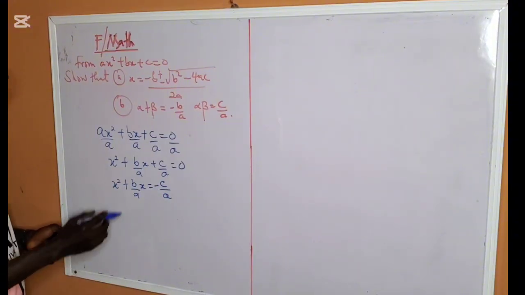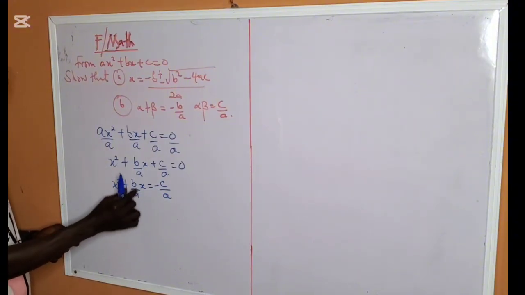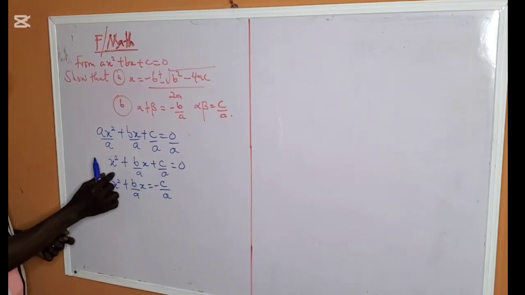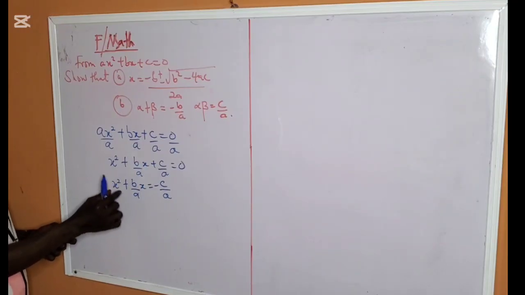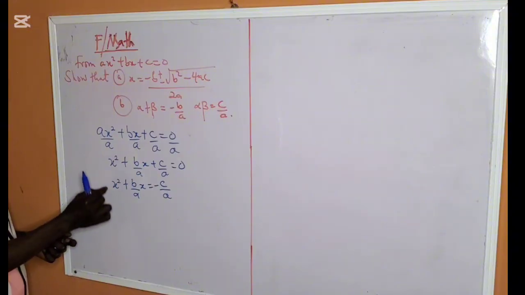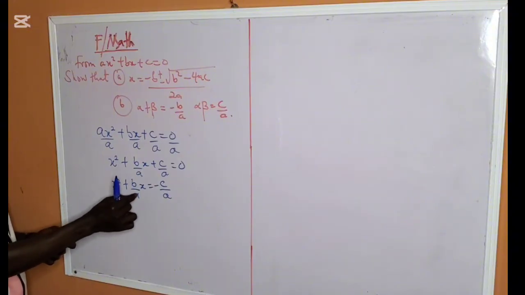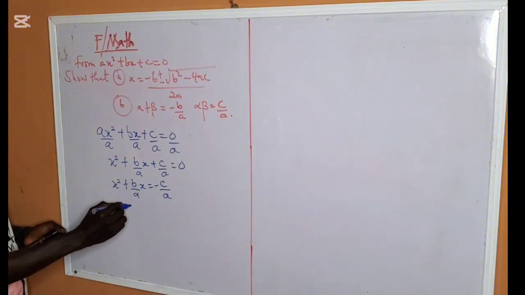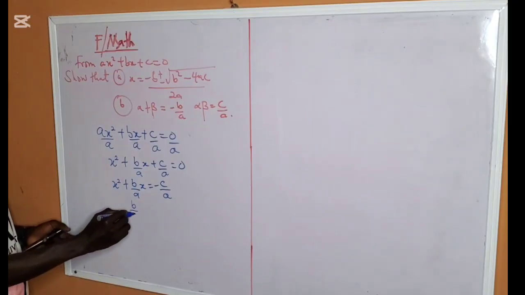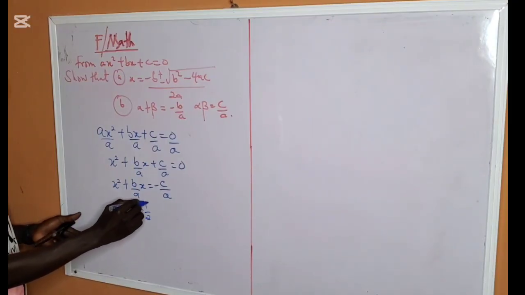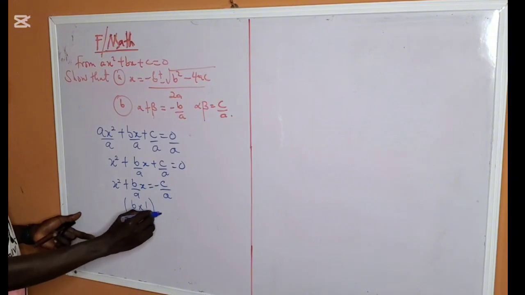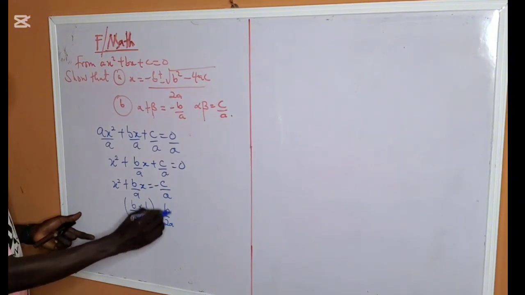Now, followed by the half. What we do is take half of the coefficient of x. This is the coefficient of x. This is not x, this is x squared, so the coefficient of x squared is 1. It's different from the coefficient of x. So half of the coefficient of x, which is b over a, we multiply by half. That will give us b over 2a.